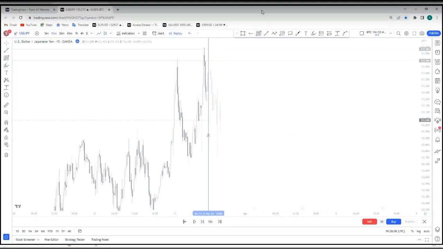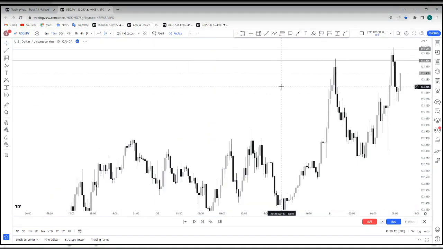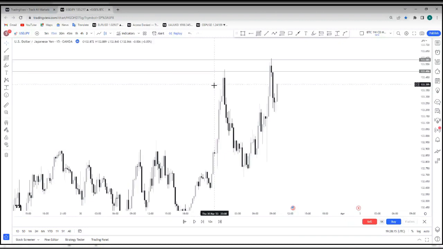Okay, now you can see it's mitigated properly. Then it started selling. Now we have a break of structure.